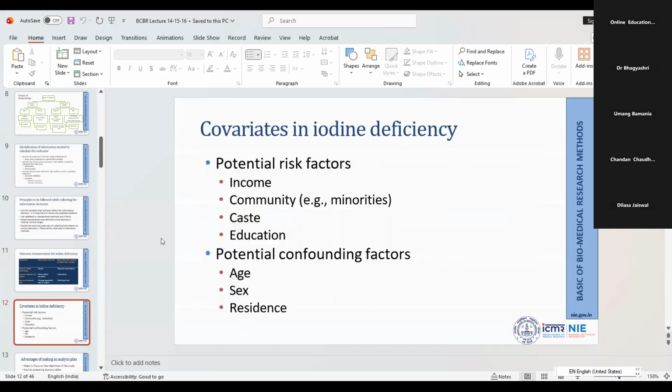Now these are some examples of covariates in iodine deficiency. There are some risk factors and confounding factors in our study that will be distributed unequally in exposure and associated with exposure and outcome. So potential risk factors like income, lower or higher level of income, community, caste, education, will all affect the outcome of iodine deficiency. And confounding factors that we have to keep in mind while designing the research, like age and sex, can affect our outcome.